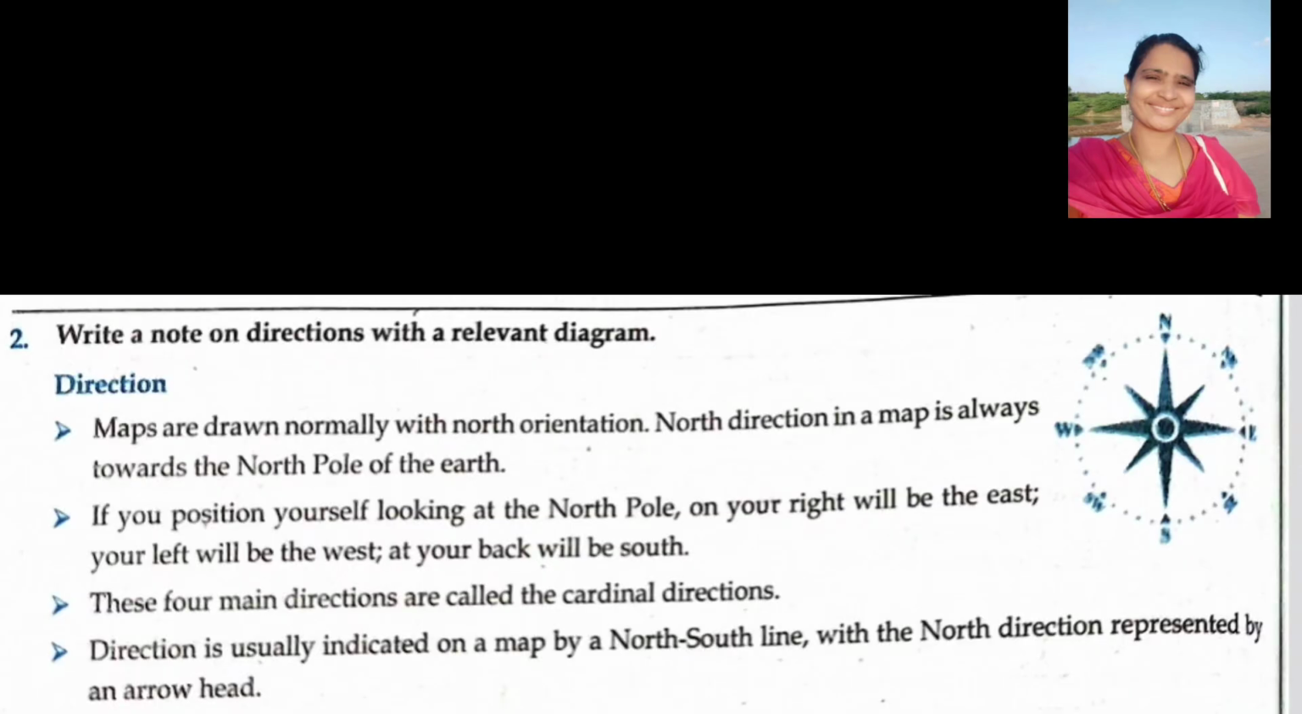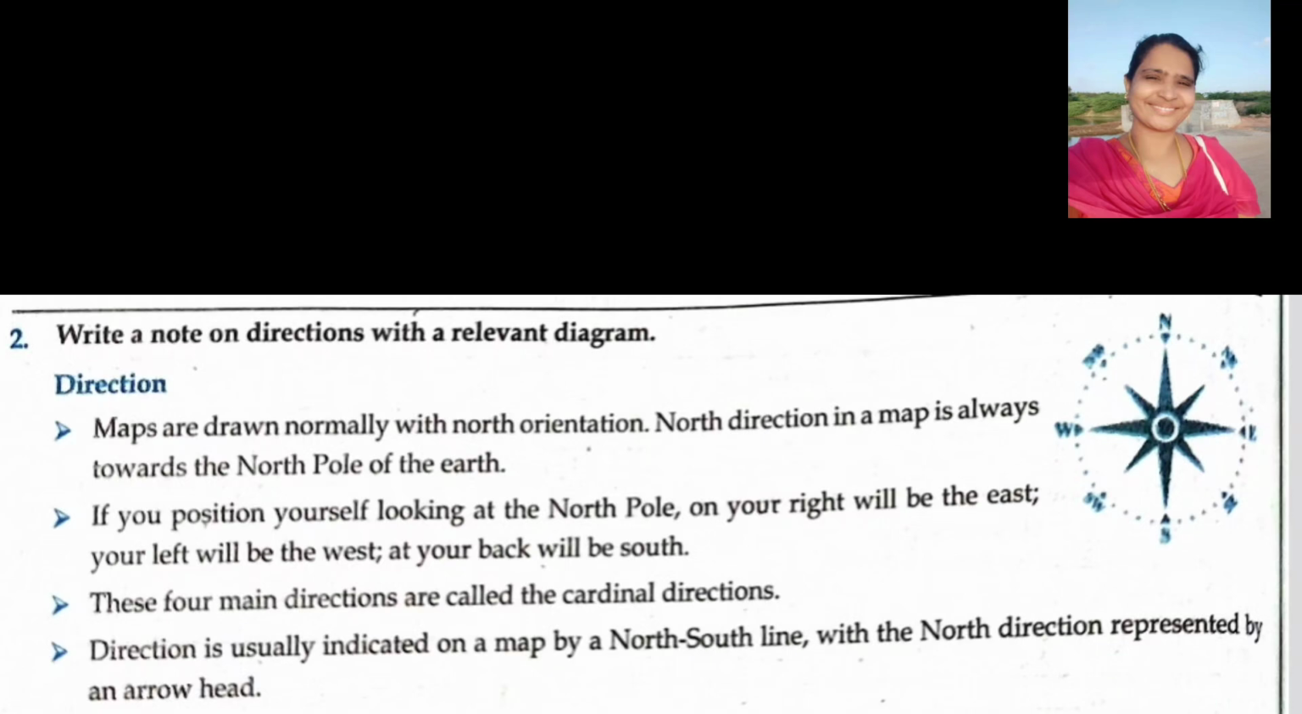Direction. Maps are drawn normally with north orientation. North direction in a map is always towards the north pole of the earth. If you position yourself looking at the north pole, on your right will be the east, your left is the west, and your back will be south. These four main directions are called the cardinal directions. Direction is usually indicated on a map by a north-south line, with the north direction represented by an arrow head.